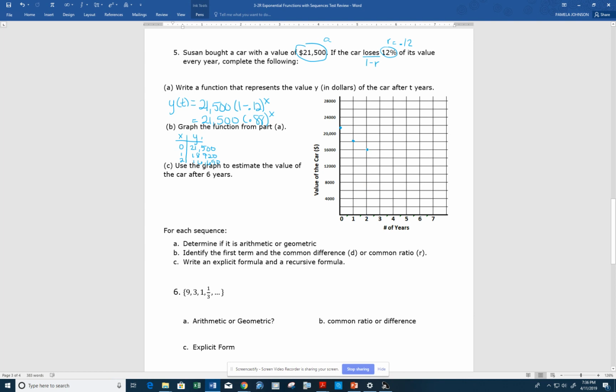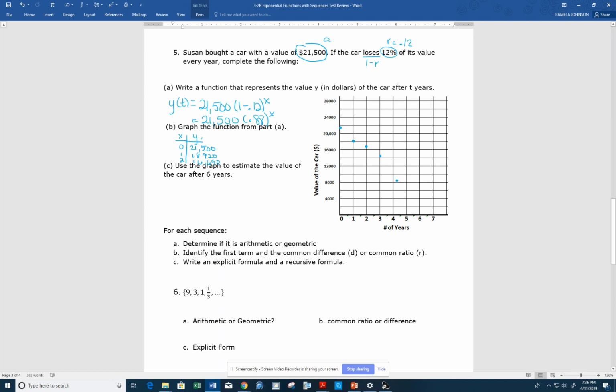16,650. Here's 16,000. So about right there. I have some more points written down on my paper that I'm looking at. So 14,652 would be after 3 years. There's 14,000. So we kind of need to go up about right there-ish.